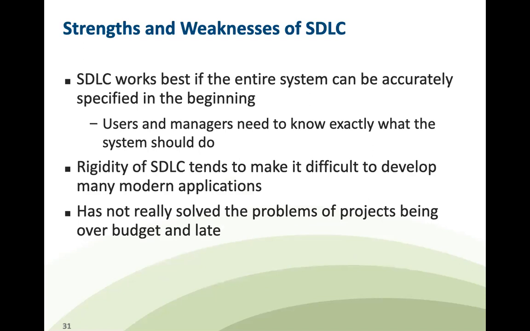SDLC works best if the entire system can be accurately specified in the beginning. So SDLC can deliver a good system if the system can be accurately specified in the beginning. That means planning should be done properly. Users and managers need to know exactly what the system should do, so they should know what the actual requirements are. Rigidity of SDLC tends to make it difficult to develop many modern applications.